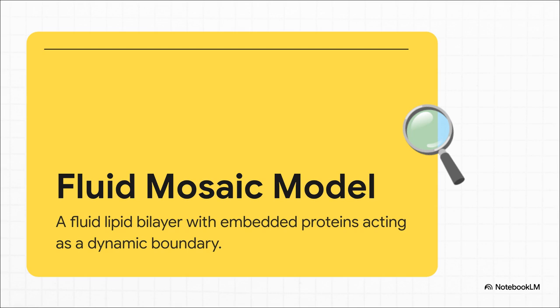Think of the boundary of your cells not as a solid brick wall, but more like a microscopic sea of fats. And floating around in this oily sea, kind of like icebergs, are all these different proteins. It's totally dynamic, constantly shifting around, and it acts as the ultimate biological border crossing.